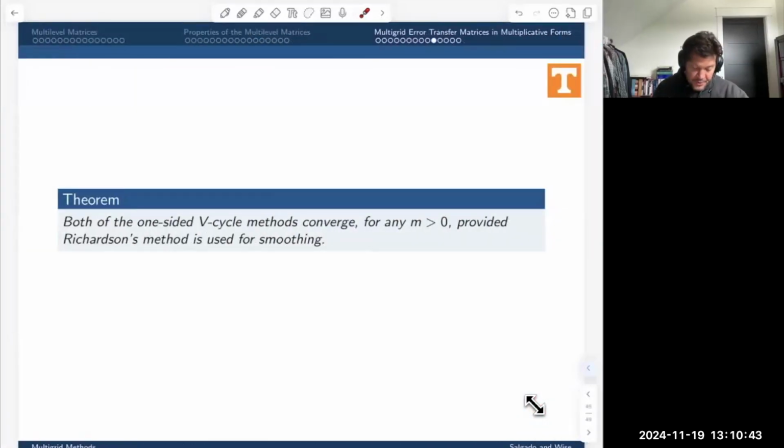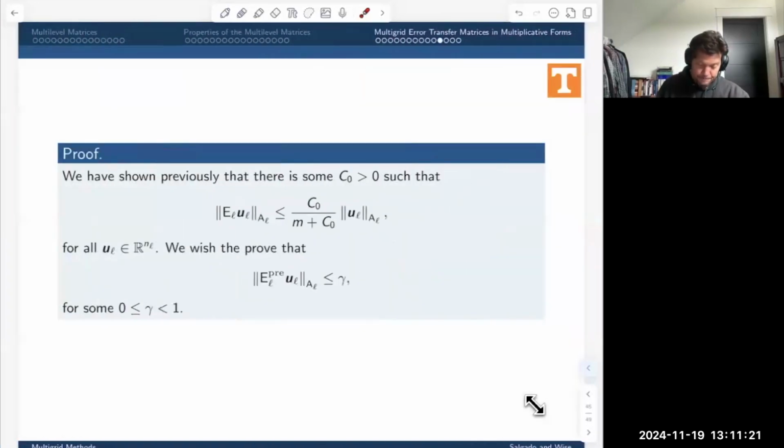All right. So here's the theorem. Both the one-sided methods converge for any M, provided Richardson's method is used for smoothing. And remember, we're in the context here, I think I said this, of the finite element method. So we, of course, therefore have all the strong approximation property that we need. We have the Galerkin property that we need. And now that we have smoothing, we have all the smoothing properties that we've discussed previously. So we know that the full V-cycle method converges, but now we can show quite easily that each of the one-sided V-cycle methods also has to converge.